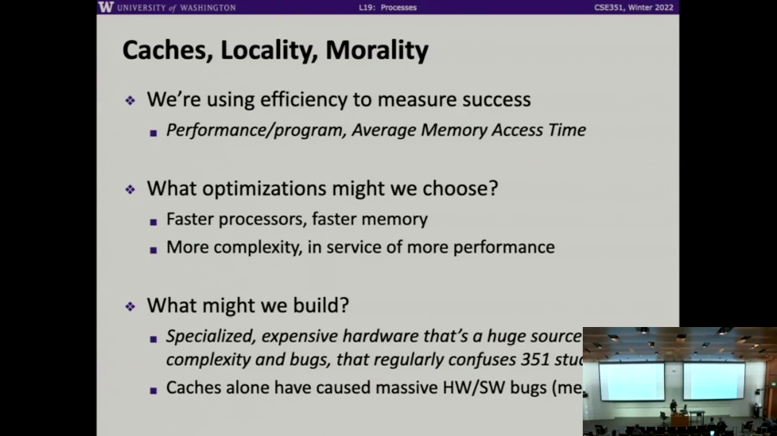And so we can view it this way. We're using efficiency to measure success. We've got AMAT. What optimizations might we choose? We might choose faster processors. We might choose more complex hardware in service of better performance. And we might build this specialized, expensive piece of hardware that's a huge source of complexity and bugs that regularly confuses 351 students, and also causes massive, multi-million-dollar software and hardware failures. You can go look at Meltdown and why it's bad.